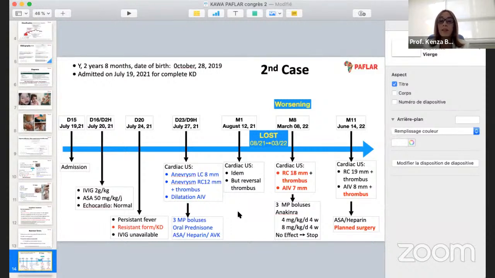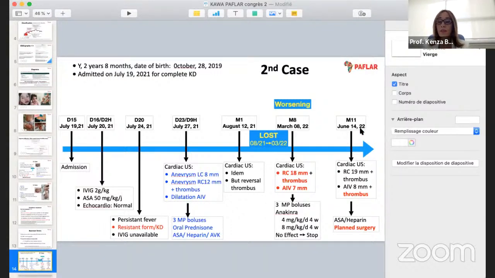Le patient est sorti sous anticoagulation et petite dose de corticoïdes et il a été perdu de vue entre le mois d'août 2021 et le mois de mars 2022. Et là, il arrive avec vraiment une aggravation de son atteinte cardiaque, comme vous pouvez le voir. Devant cette aggravation, même en l'absence de syndrome inflammatoire, nous avons décidé d'intensifier le traitement par 3 bolus de méthylprednisolone et de l'anakinra pendant 2 mois. Vu l'absence d'effet sur les échographies itératives, nous avons stoppé tout traitement anti-inflammatoire et maintenu uniquement le traitement anticoagulant.